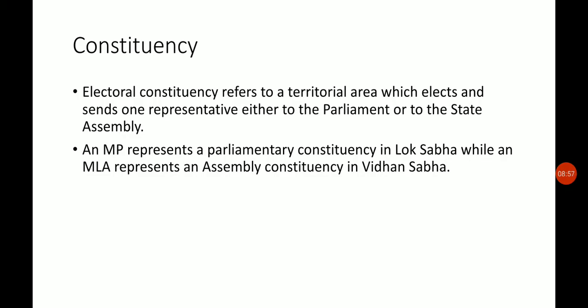Moving to the constituency, an electoral constituency refers to a territorial area which elects and sends one representative either to the Parliament or to the state assembly. Here a candidate will be selected who will represent that particular area. That is called the electoral constituency. For example, an MP represents a parliamentary constituency in the Lok Sabha, while an MLA represents an assembly constituency in the Vidhan Sabha. That means a person will be elected to represent our country, or our state in the country.